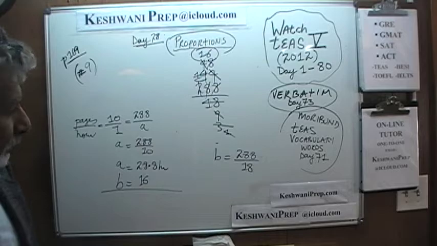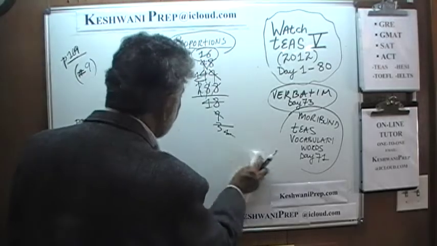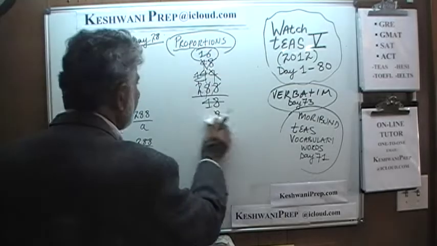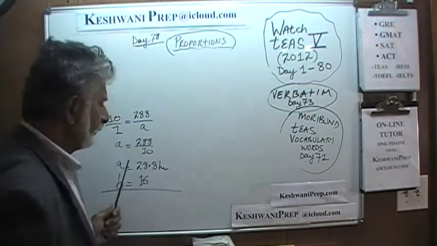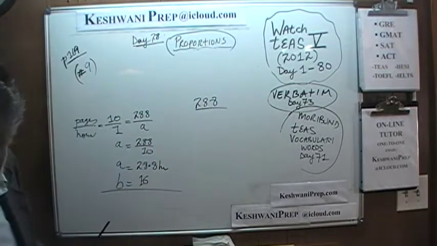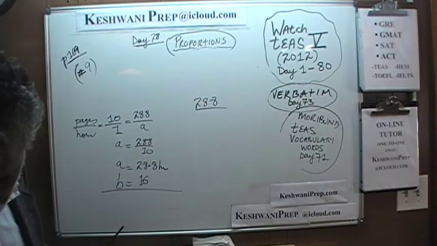B takes 16 hours. Now we're going to do this one more time, but this time we're going to divide by 9. Let's divide by 9. 288 over 18.